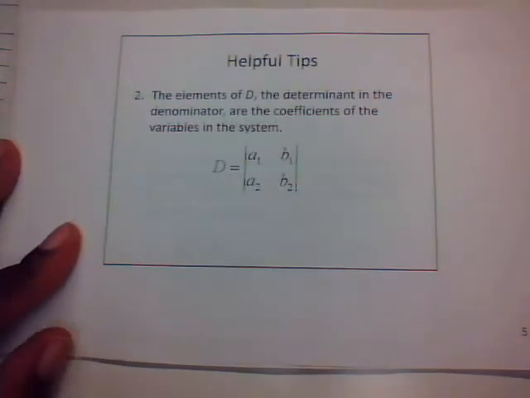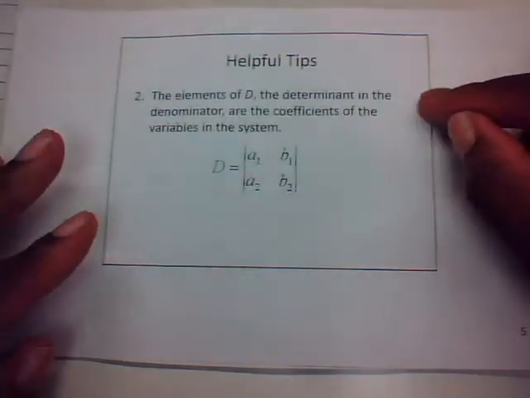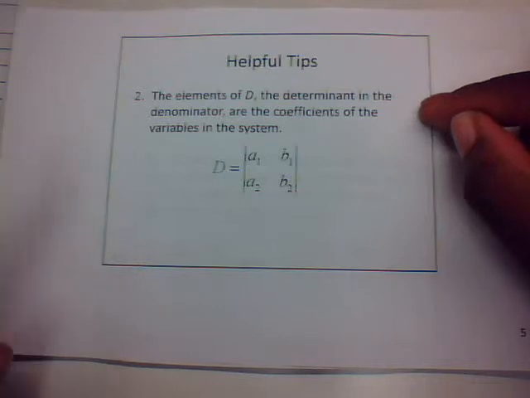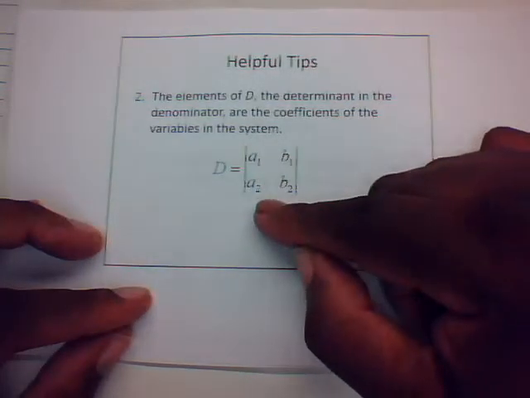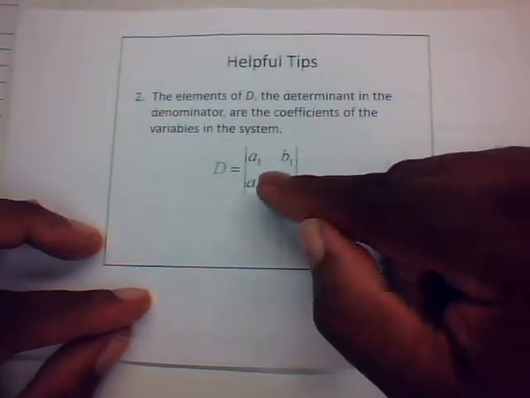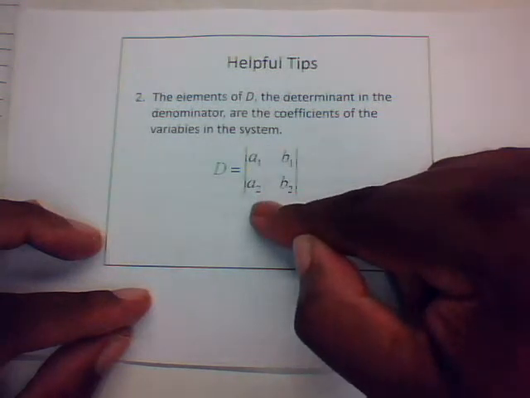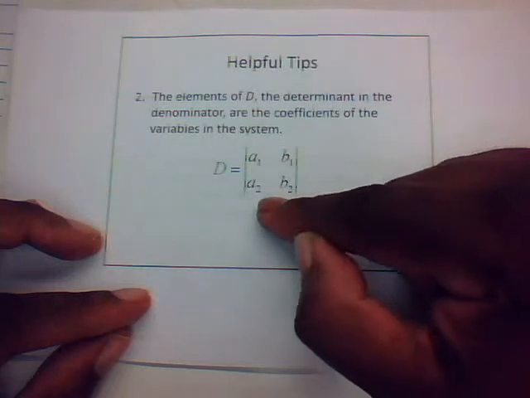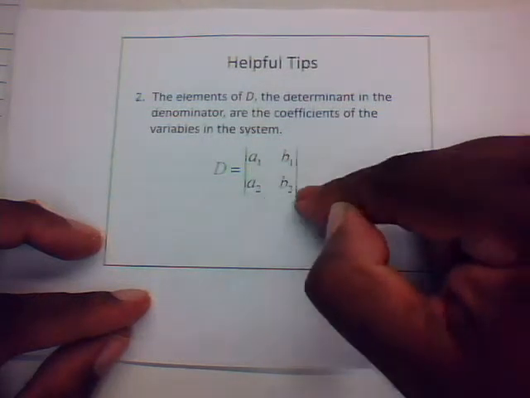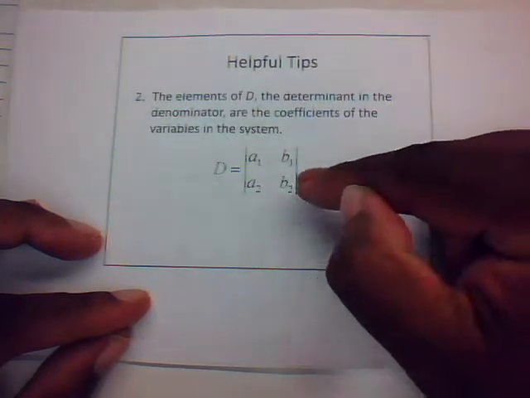Okay? The elements of D, which is the determinant in the denominator, are going to be just the coefficients of the variables in that system. So here, a1, a2, b1, and b2 come from the coefficients of x and y, respectively. a1 and a2 are from the coefficients of x. b1 and b2 come from the coefficients of y.